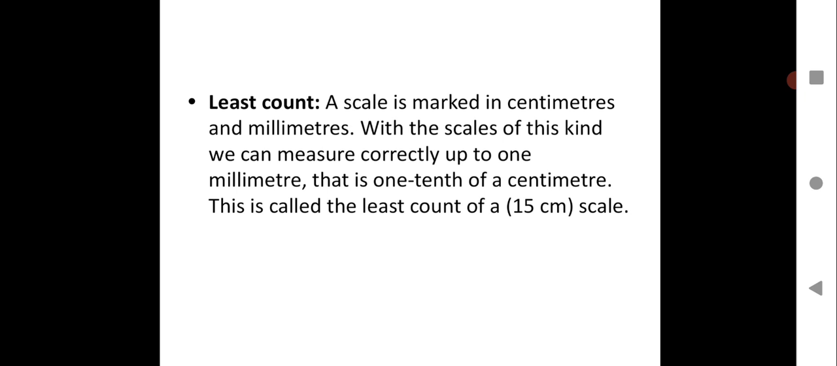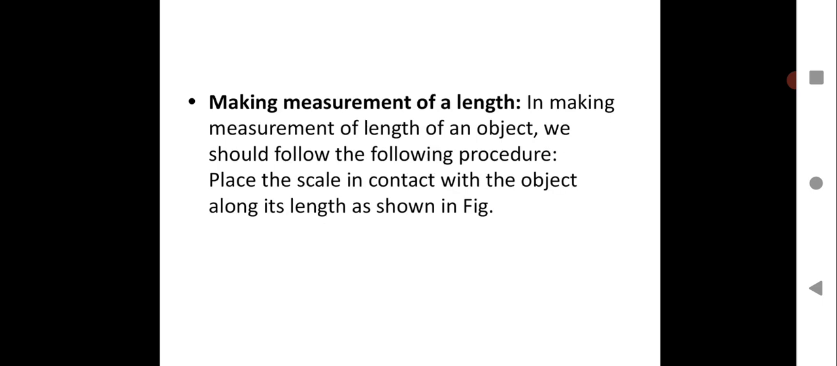So the least count is actually the smallest measurement which can be done with the help of a scale or any device. Here we are talking about a scale, so I am going to talk only in terms of a scale. So this is the smallest measurement which we can do. In a scale, the smallest measurement which we can do is 1 millimeter. That is 1/10 of a centimeter, because 1 centimeter is equal to 10 millimeter, as you all know. So that 1/10 of a centimeter becomes the least count of a scale. I hope the concept of least count is very clear with you all. So we will go for next, making measurement of a length.